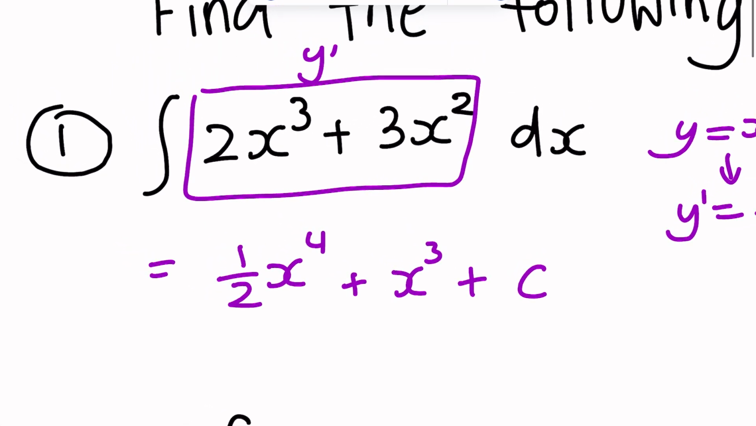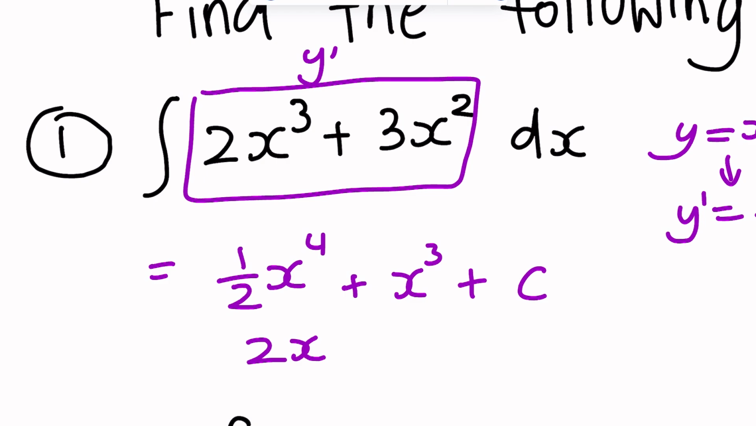So whenever you do these questions, since you're new to it and you're not sure, you can always check it by finding the derivative. So if we find the derivative, it should be the same as this. So let's try. If I want to find the derivative, remember it's 1/2 times the power. So 1/2 times 4 becomes 2. And the power subtracts by 1, so 4 becomes 3.